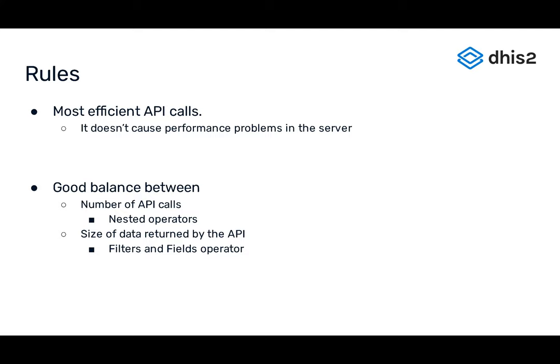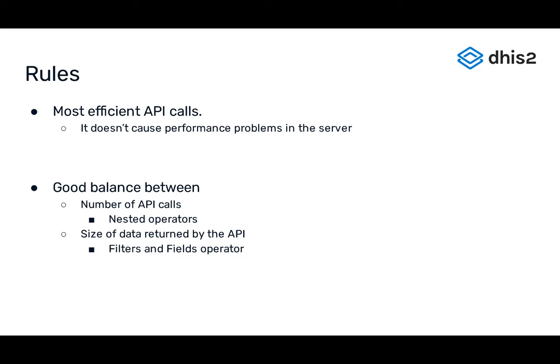And the other reason is good balance. We need to have a good balance in the number of API calls. If we have several users, we need to be able to reduce the number of API calls in order not to stress the server again. For that, we can use, as Austin was explaining, the nested operators. This means that if you are going, for example, to download the programs, the SDK is going to download the programs and all the objects that are related to the programs, for example, the program indicators, program variables, program sections, and so forth.